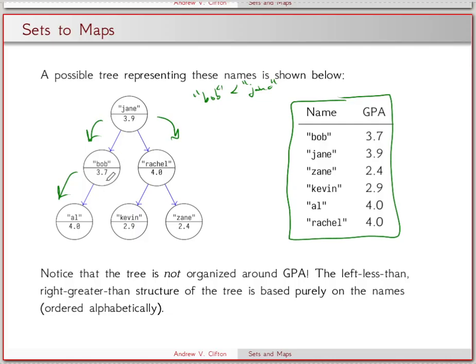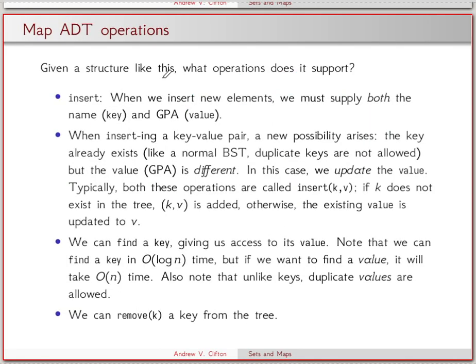Note that that's not true for the values, right? The GPAs are shown underneath at the bottom half there, and there's no left-right organization about those. The left-right organization is purely about the names here. So given this structure, what can we do with it?